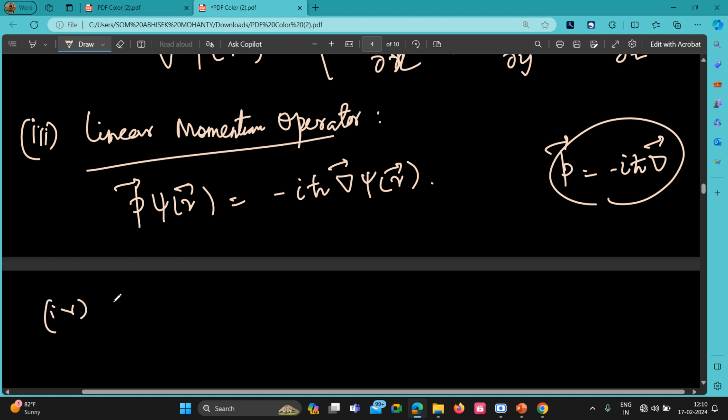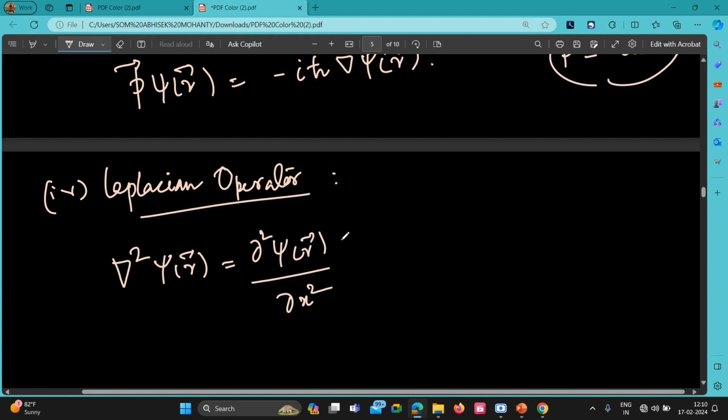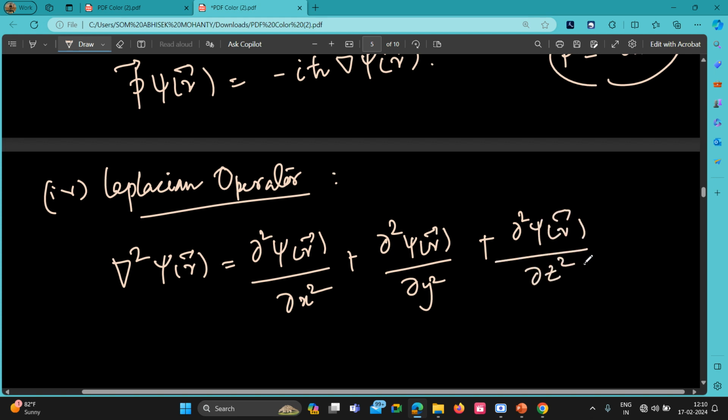Now the Laplacian operator. What is the Laplacian operator? Del square is the Laplacian operator. Del square psi r is equal to del square psi r by del x square, and this is a scalar, not a vector, plus del square psi r divided by del y square plus del square psi r divided by del z square. Is it all right?